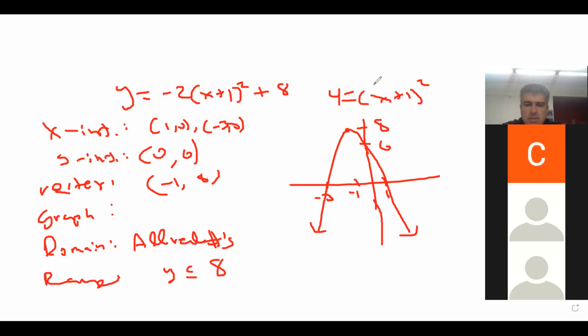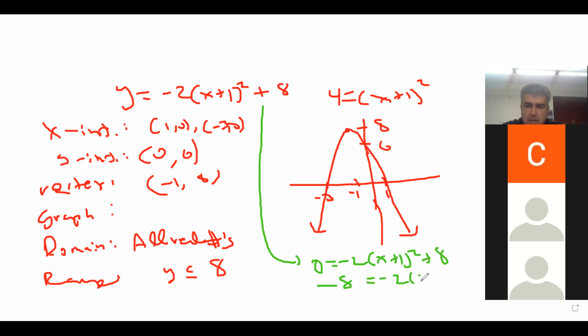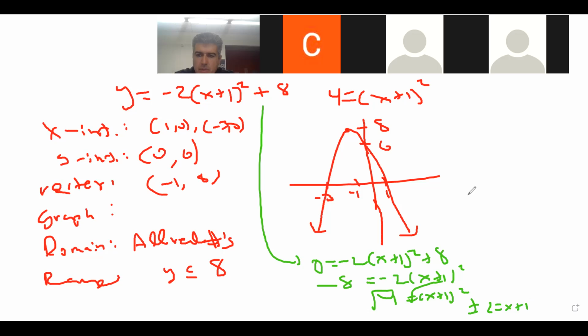Can you go over how you got the x-intercepts a little more? Yeah, just replace y with 0 and solve for x. So here's what you do. Then you can move the 8 over to the other side. Divide by -2. Square root. Plus minus 2 equals x plus 1. X will equal -1 plus 2 or -1 minus 2. So yeah, that's how you get them.